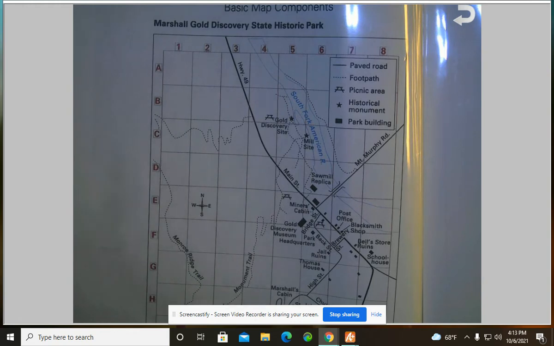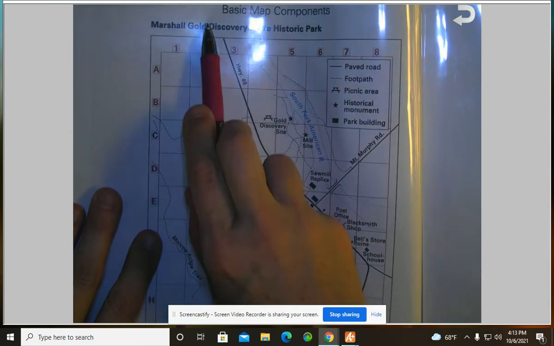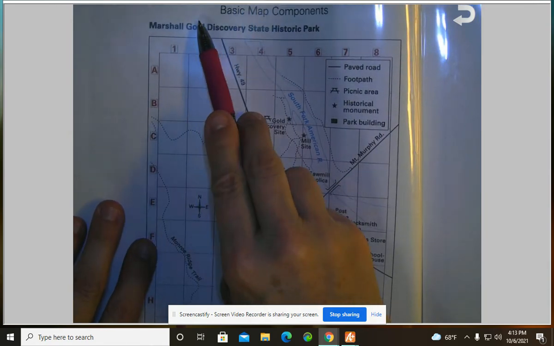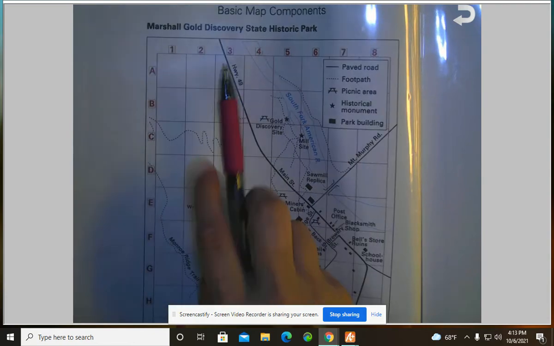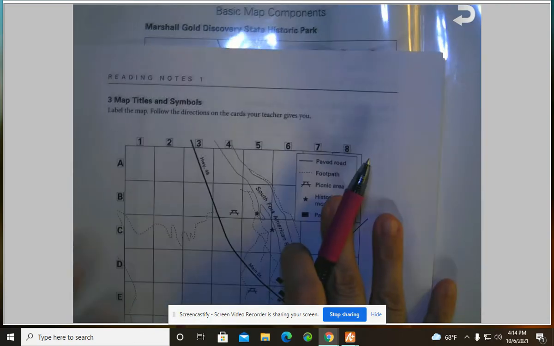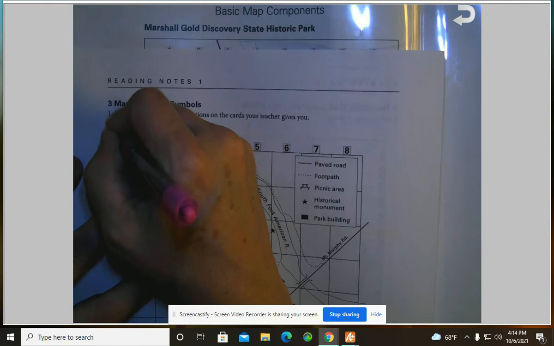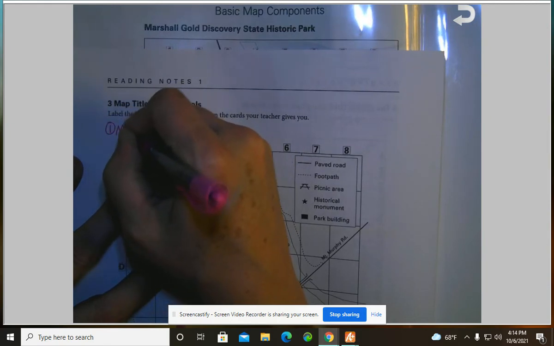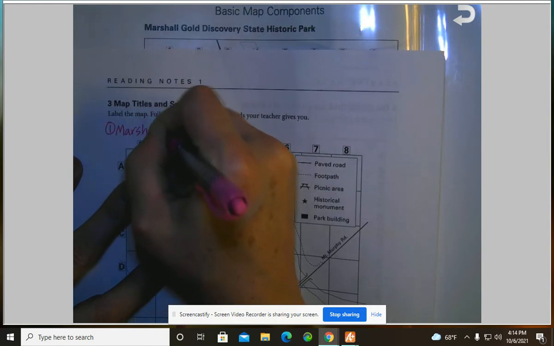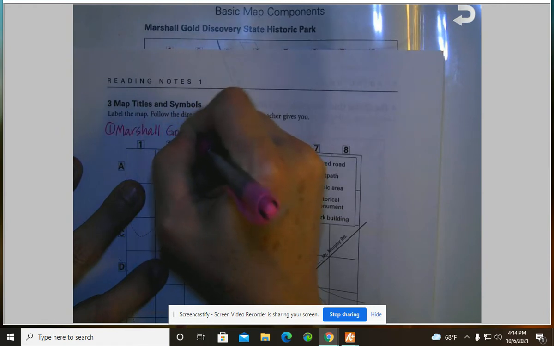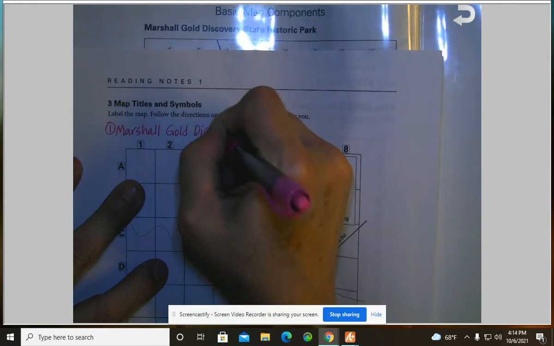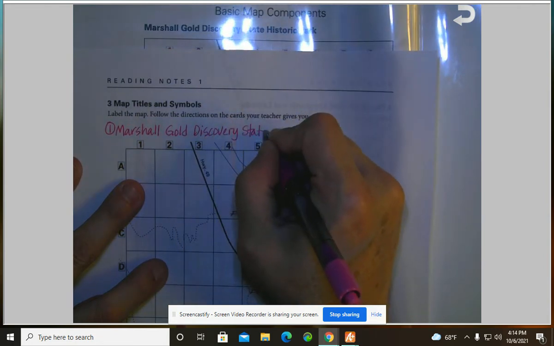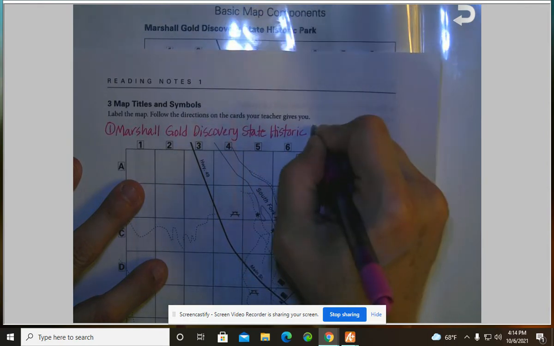So we are looking for the map's title that's found in the northwest. So we know that north is going to be up, west is going to be left. So this would be the title of the map. So we're going to use that and write it on our paper. So it would be 1, Marshall Gold Discovery State Historic Park.